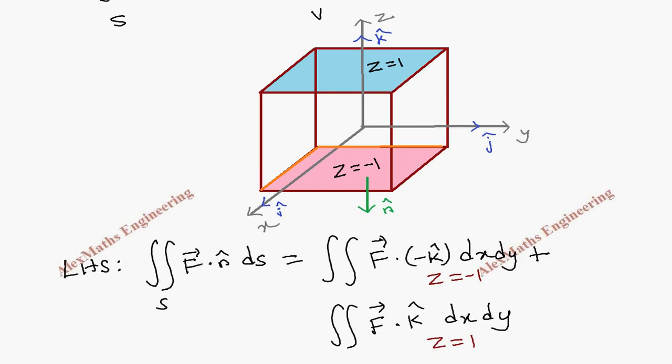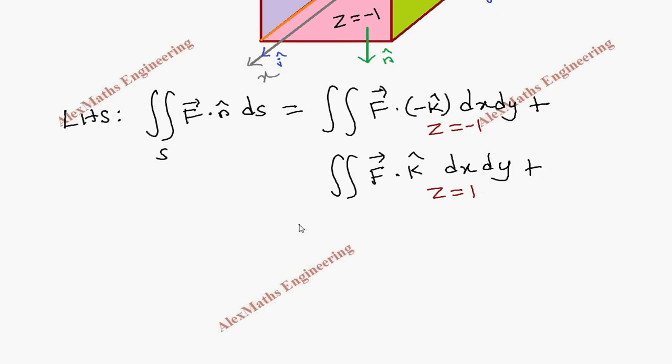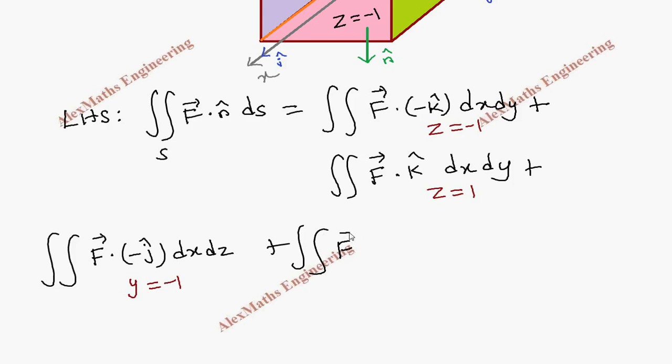Now coming to the left side. So on the left side, we have this surface, whose equation is y is equal to minus 1. And on the right side, we have the surface which is y is equal to plus 1. So plus double integral, we have f dot, when it is going left side, it is minus j cap because it is the opposite direction of y. And since it is y, we have dx and dz. This equation is y is equal to minus 1. Then plus double integral f vector dot j cap dx dz, and this plane equation is y is equal to 1.